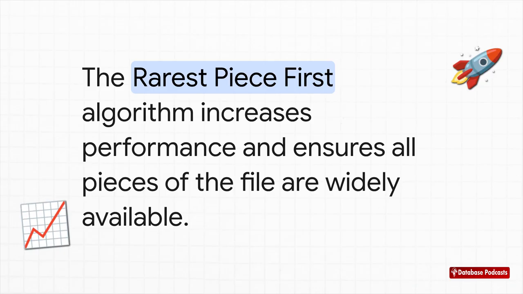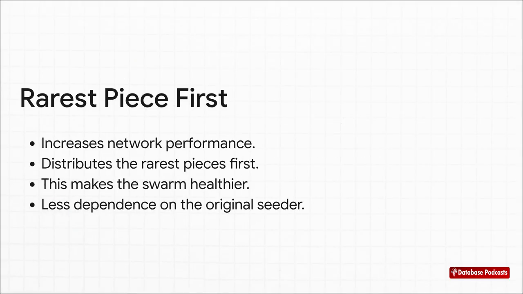So we've covered fairness, but what about the overall health and speed of the swarm? How does the system make sure the entire file gets distributed to everyone as fast as humanly possible? It does this with another genius idea, the rarest piece first algorithm. Imagine a giant jigsaw puzzle. Instead of everyone grabbing the easy edge pieces first, BitTorrent tells everyone to find and grab the piece that the fewest other people have. By prioritizing the rarest pieces, it makes sure that all the different parts of the file get spread around quickly. This prevents bottlenecks and means the swarm doesn't have to rely on that one original seeder for very long.